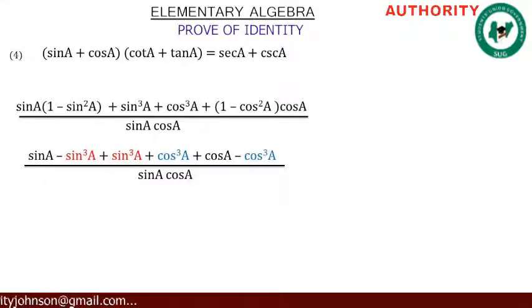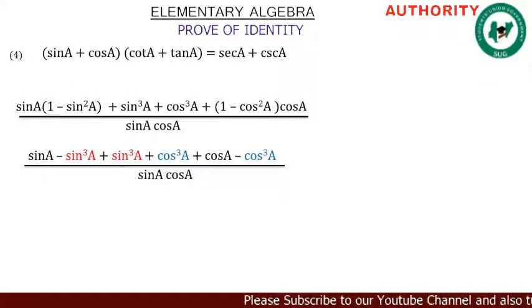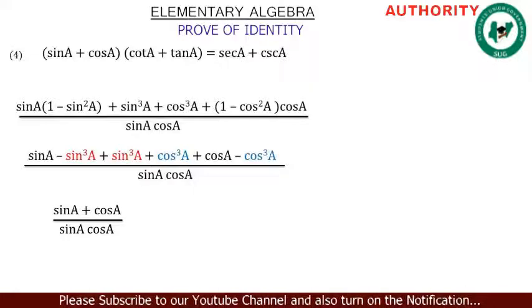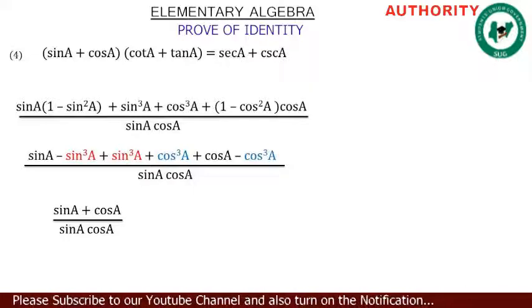Now you discover that in this expression we are having sine A minus sine cube A plus sine cube A plus cos cube A plus cos A minus cos cube A. So now minus sine cube A plus sine cube A will give you 0. Alright, now cos cube A minus cos cube A will give you 0. Alright, good. So in our numerator we will be left with sine A plus cos A. So that means we're having sine A plus cos A all over sine A cos A.